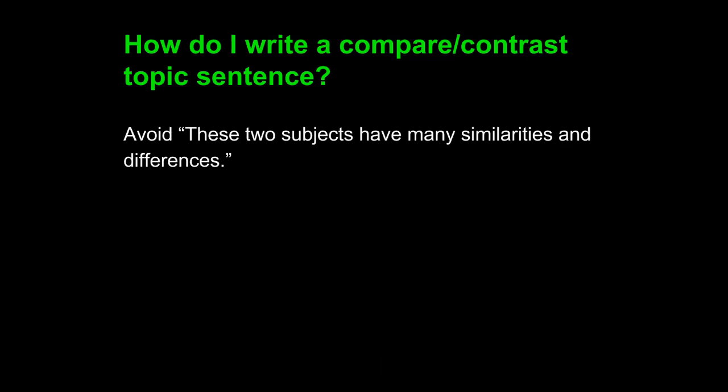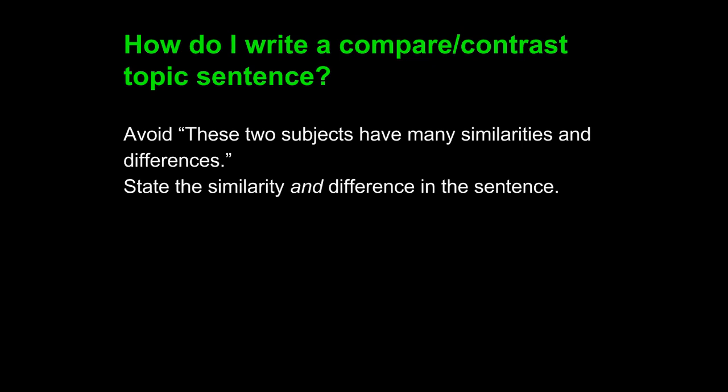How do I write a compare and contrast topic sentence? Here's one piece of advice. Avoid this sentence: "These two subjects have many similarities and differences." This is vague. English teachers do not like this topic sentence or this thesis. When they read it, they understand that the student writer doesn't quite know where they're going with the paragraph or essay, and they dread what is to follow. Avoid this topic sentence at all costs. And remember that you can state the similarity and difference in the sentence, and you should do so.